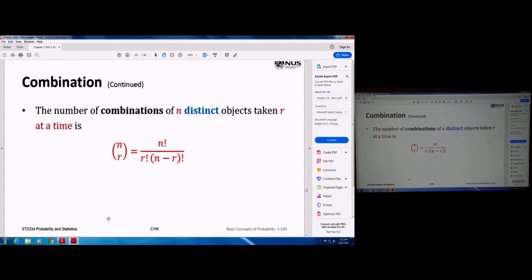The number of combinations of n distinct objects taken R at a time is denoted n choose R. That's the left-hand side. The right-hand side is the formula: n factorial over R factorial multiplied by (n minus R) factorial. So again, I have three objects, I choose two of them, and I'm interested in the number of possible ways I can take 2 from 3 where I don't care about the ordering. It happens to be 3 choose 2.